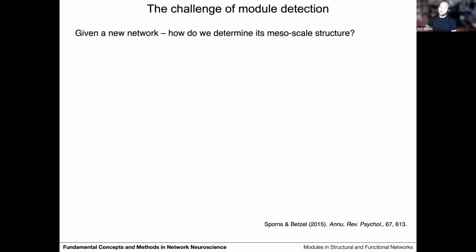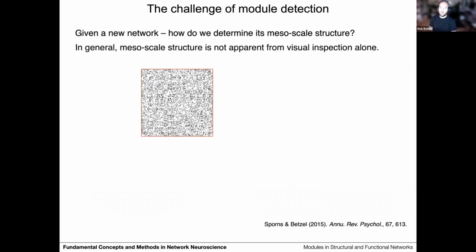You put somebody in the scanner, you acquire some data, you build your network. What are its modules, right? When we encounter a new network, it's not always obvious whether our network has modular structure, and if so, what those modules correspond to. And in general, with the exception of trivially small networks, detecting or characterizing or even knowing if a network has modular structure, we can't do this based on visual inspection alone, right?